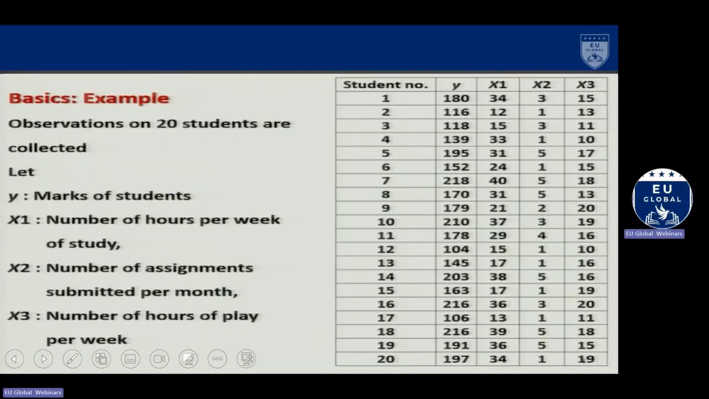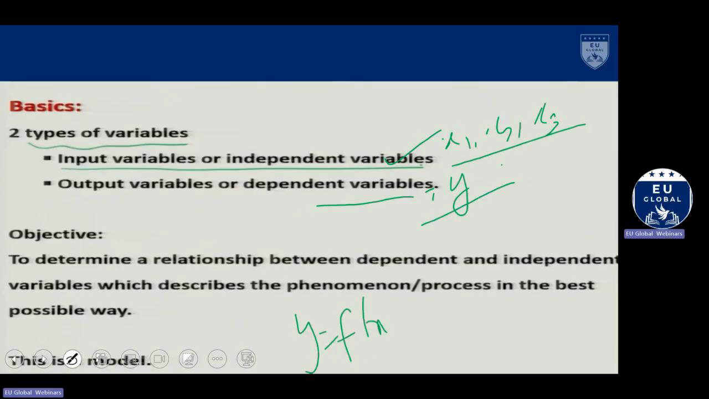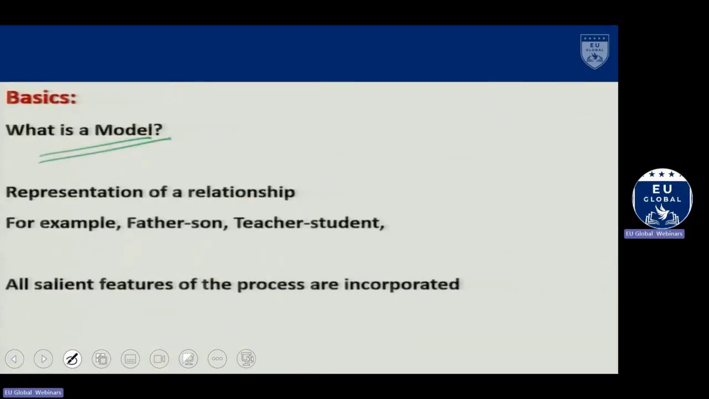We already know what the input variables are, and we already know what the output variable is. The input variables are X1, X2, and X3. The output variable is Y. So we have to find out what Y is equal to F of X1, X2, and X3. That is what we need to find out.